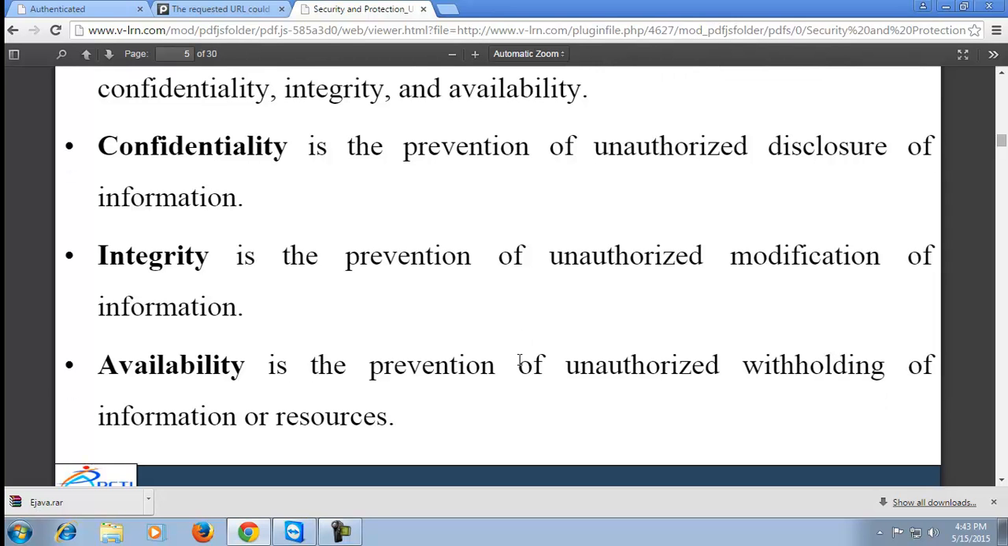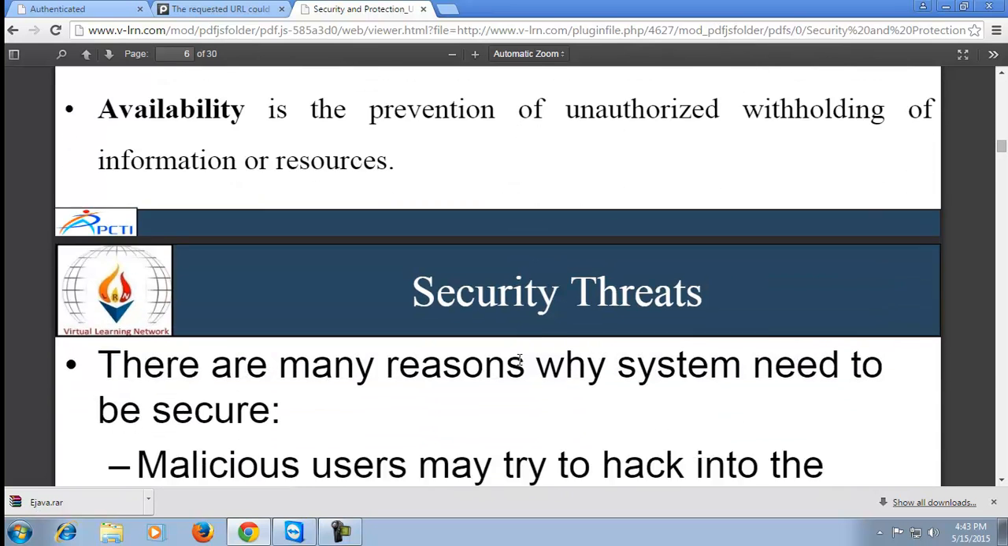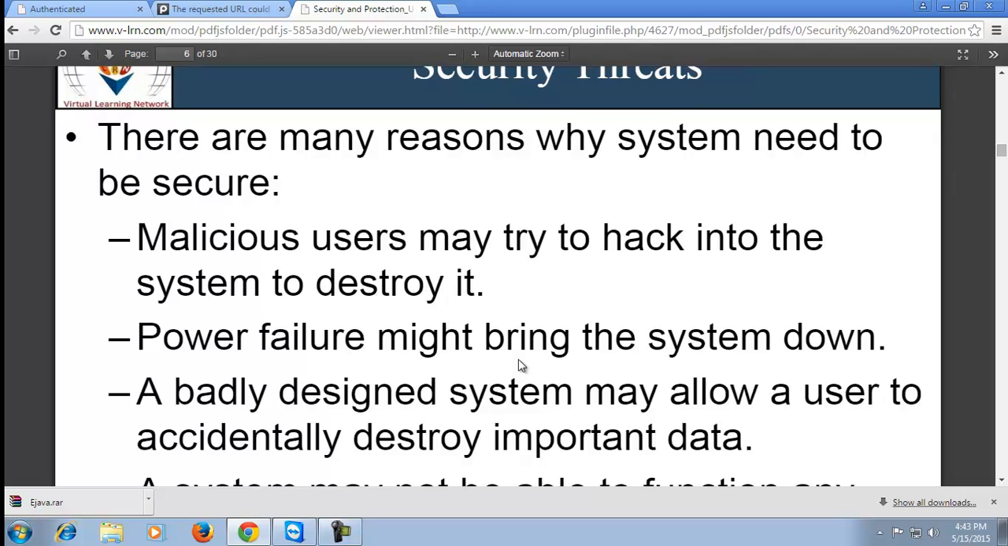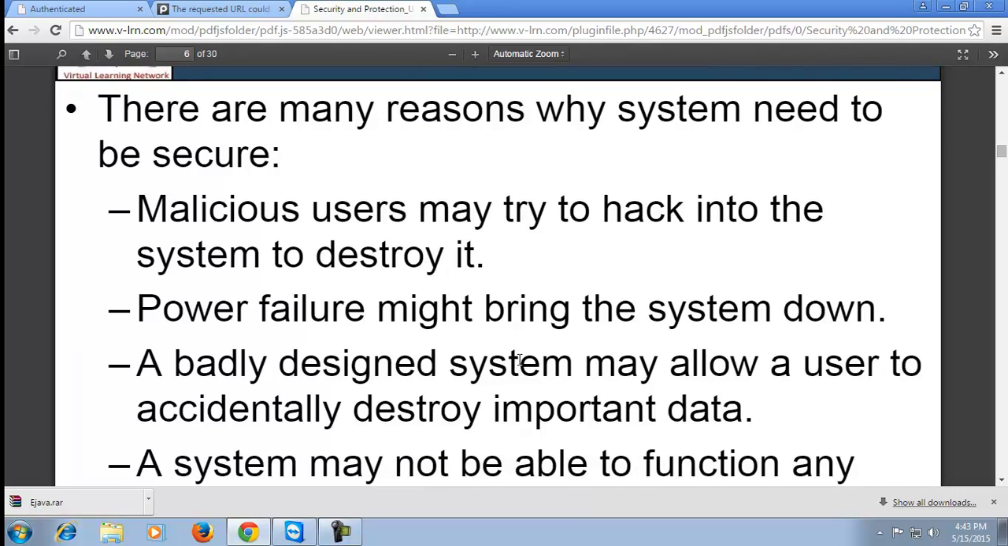Now the next topic is security threats. There are many reasons why a system needs to be secure. First, malicious users may try to hack into the system to destroy it. When we are sending data and connecting to the network, there are a number of persons on the network who are always trying to access our data in an unauthorized way, and to compromise our data.